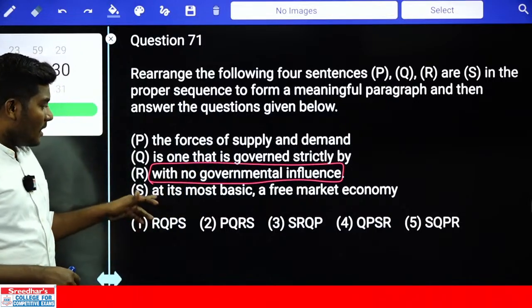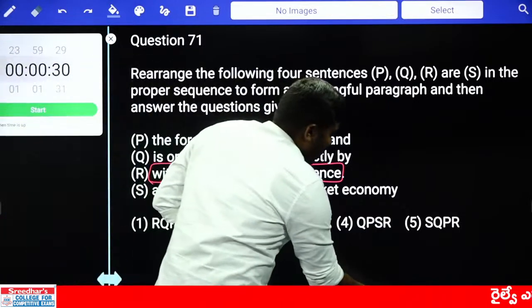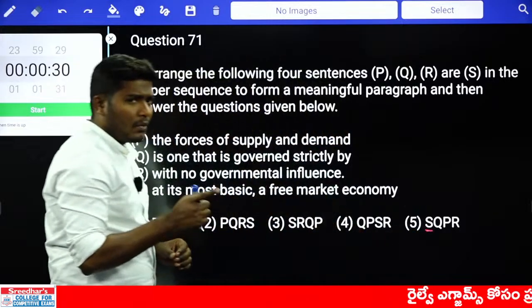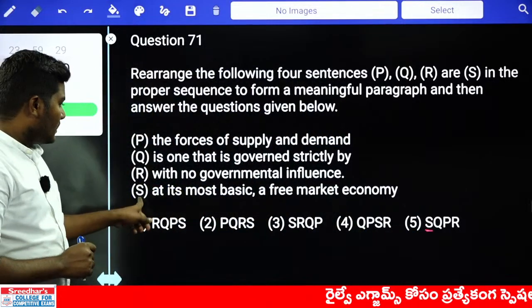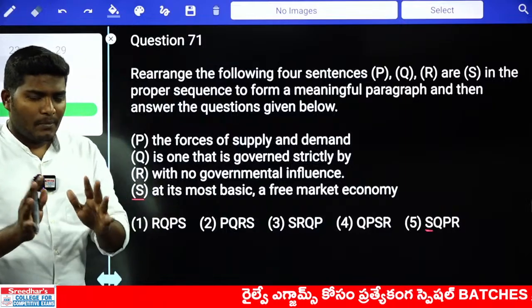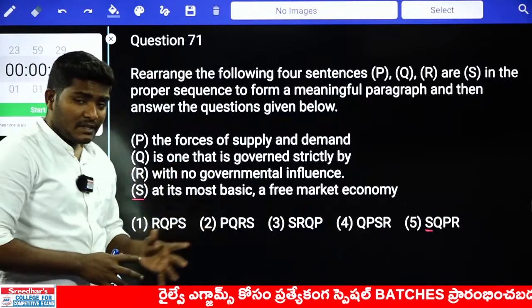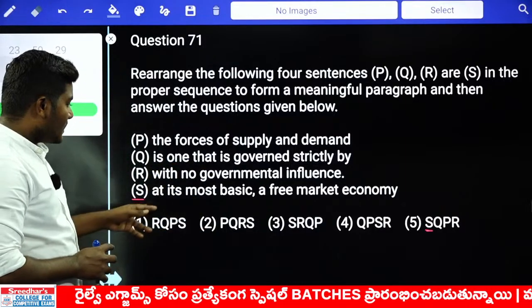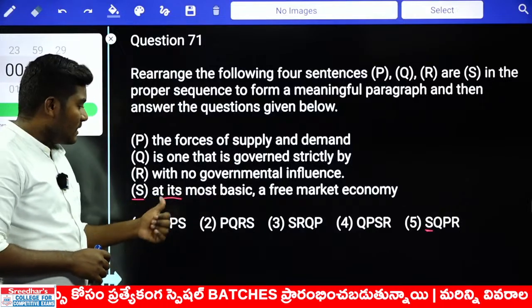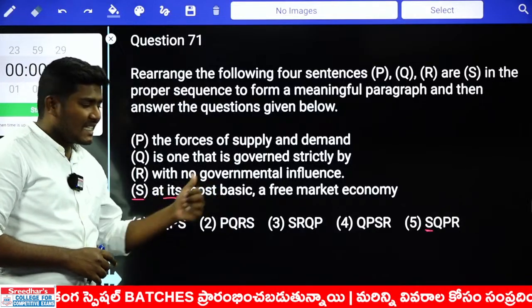Another combination which you have to focus on very carefully is a very important case in sentence arrangement. See, all of you gave the correct answer, and I appreciate that. Your correct answer is 5. And in 5, the sentence starts with this part. What is this? "At its most basic."